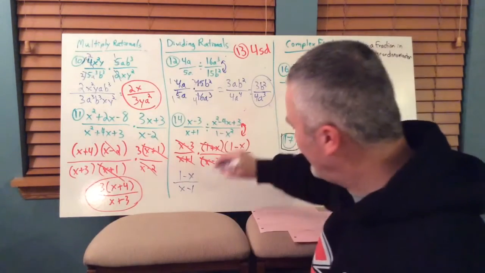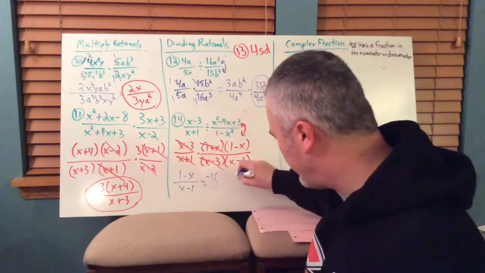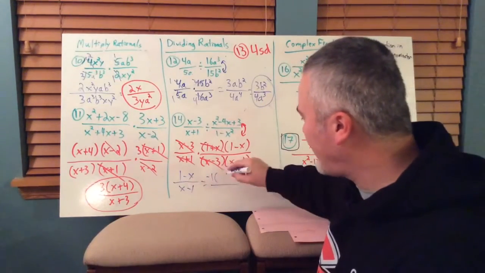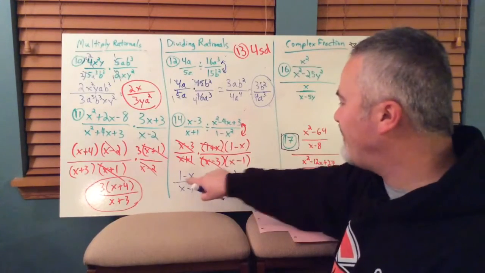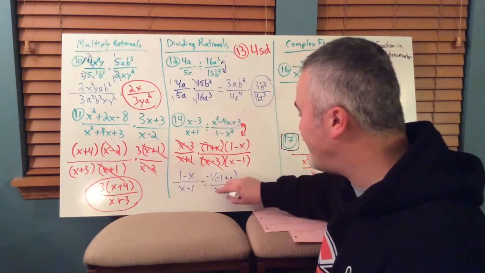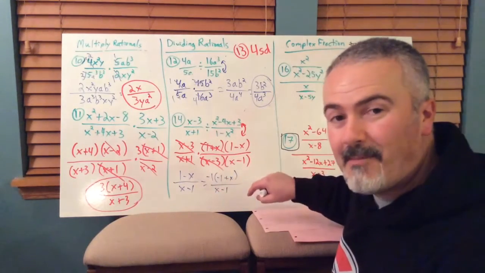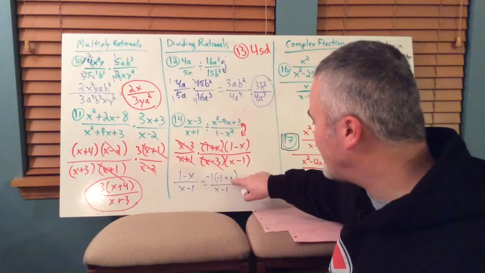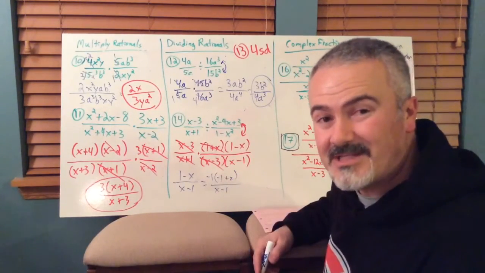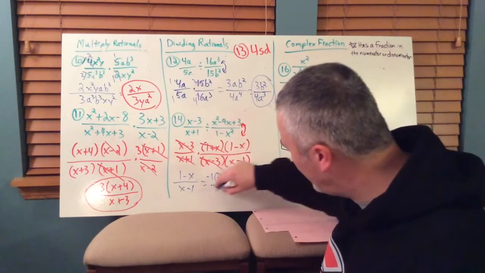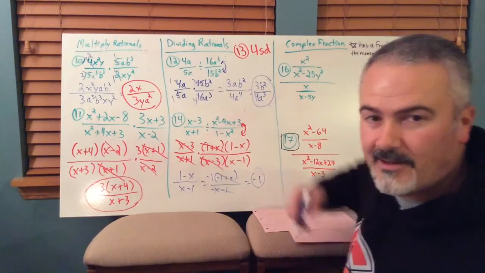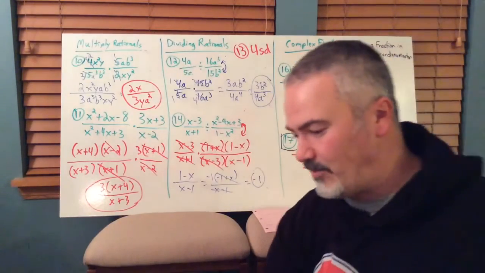So those are opposites. So if I factor out a negative 1 from the numerator, 1 divided by negative 1 is negative 1. Negative x divided by negative 1 would be positive x. Watch what happens now. In my problem now, I have a positive x and a positive x. I have a negative 1 and a negative 1. So now those are the same. I can cancel those out, leaving me with just negative 1. Let's move on to the next example.